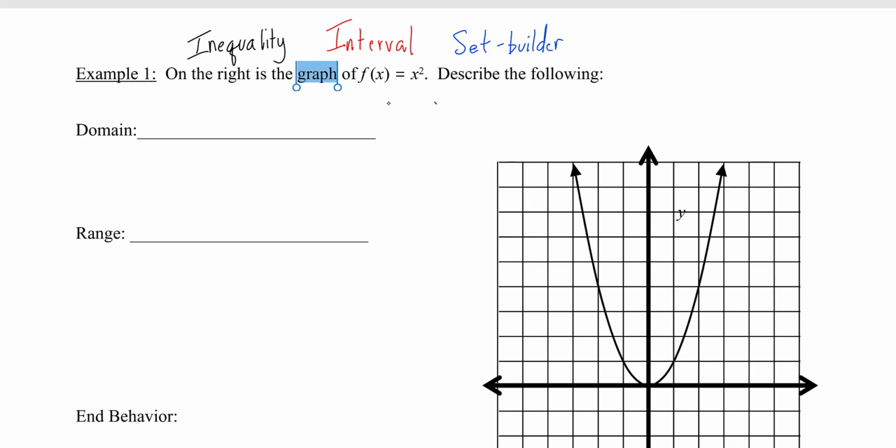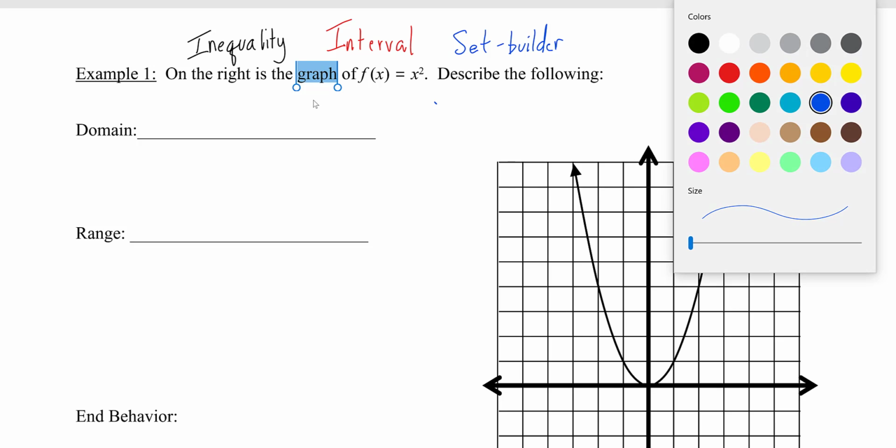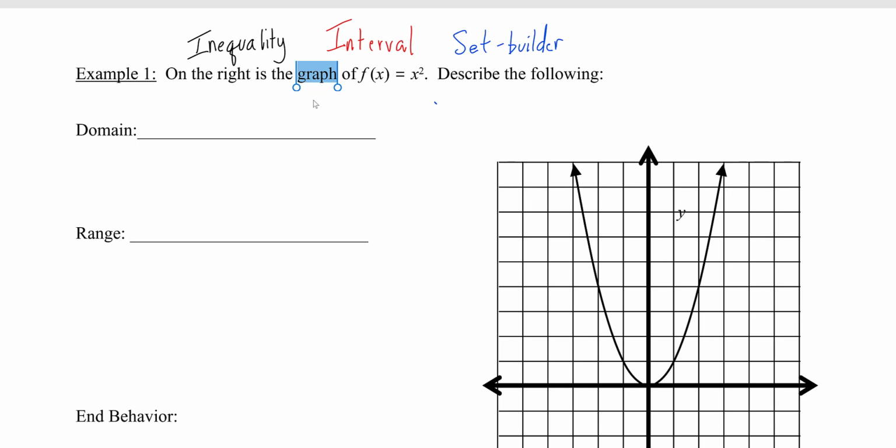All right, so let's work on some examples on domain, range, and end behavior. We're going to write our answers in inequality and interval form. Really, you only need one or the other. I'm also going to write the answers in set builder, even though we didn't talk about it in the notes. I did want you to at least see set builder.